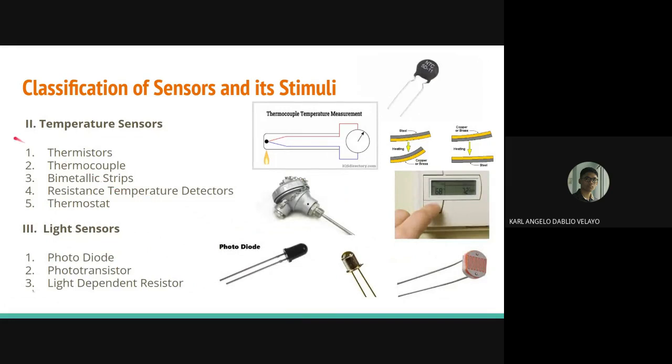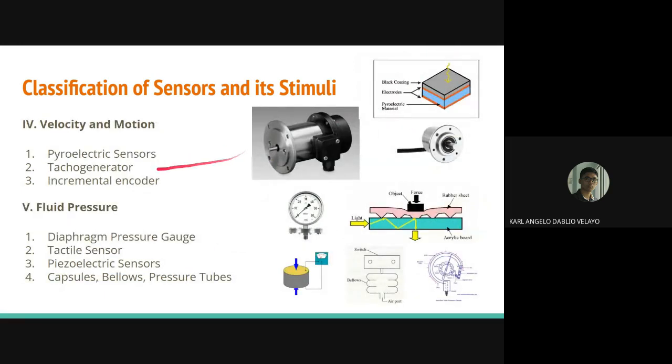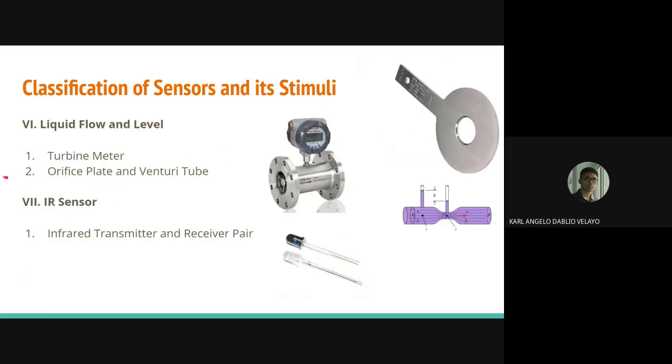So, for the second category out of the 10 categories, now we have temperature sensors. So, based from its name, we know that all these sensors have the same purpose to measure temperature, but the main difference between these 5 are the means or the methods on how they measure temperature. So first we have the thermistor.